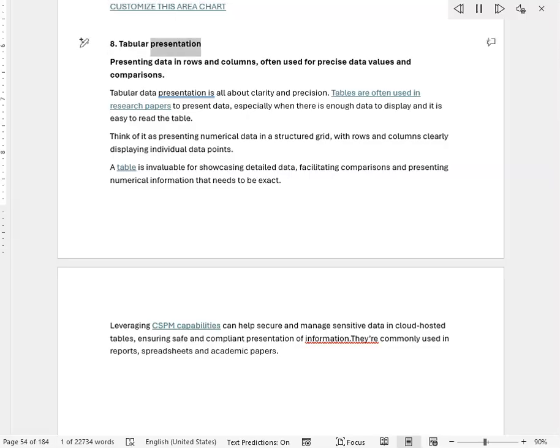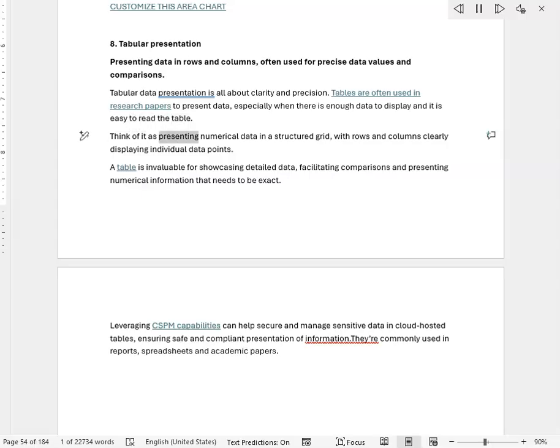8. Tabular presentation. Presenting data in rows and columns, often used for precise data values and comparisons. Tabular data presentation is all about clarity and precision. Tables are often used in research papers to present data, especially when there is enough data to display and it is easy to read the table.